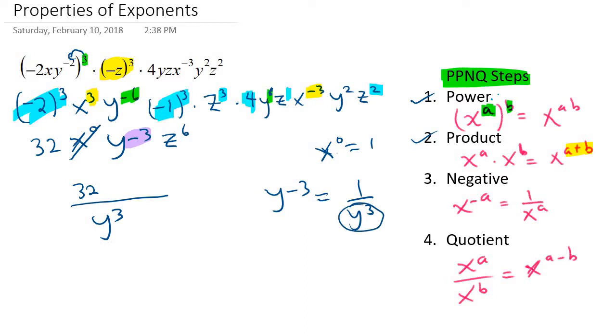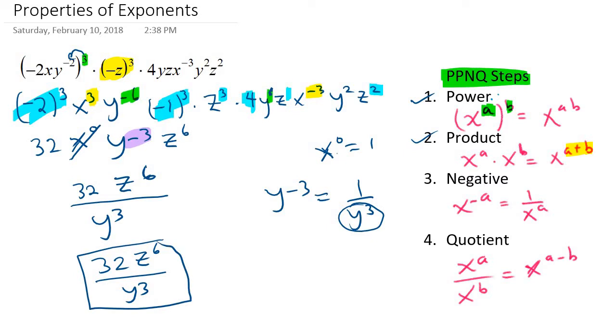And then the z to the 6 is a positive exponent, so it stays at the top. So we're almost done. Actually, we are done. We just need to write it properly. So our final answer is 32 z to the 6 divided by y to the third. All right, that's example 1.